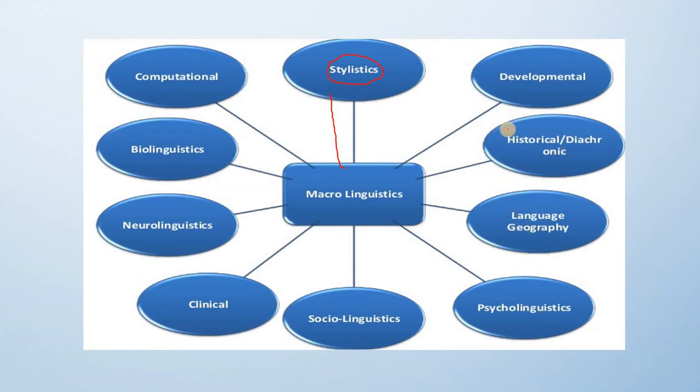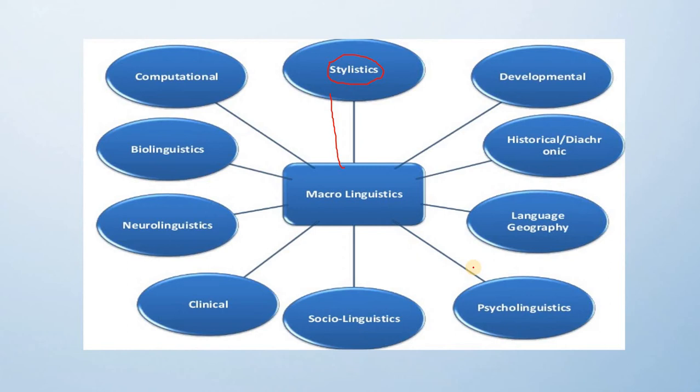So historical and diachronic linguistics studies the history of language, so history and linguistics developments, and also it studies the developments of language hand in hand with the human developments. So this is normally one subfield in linguistics in general.